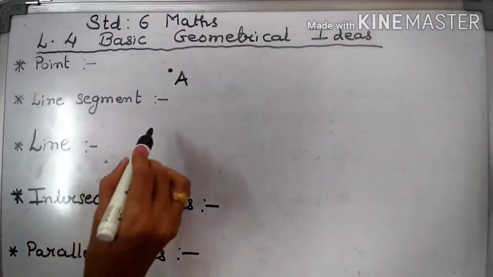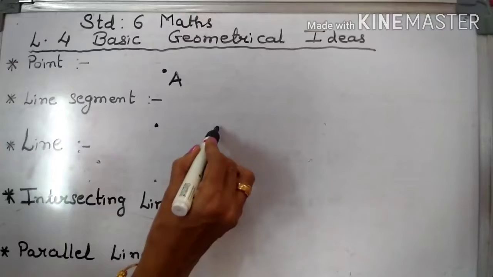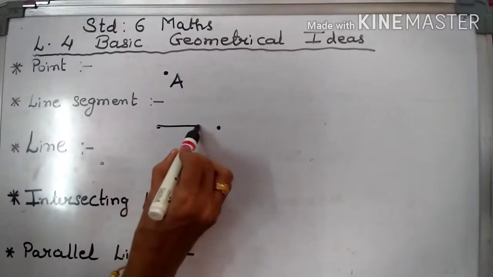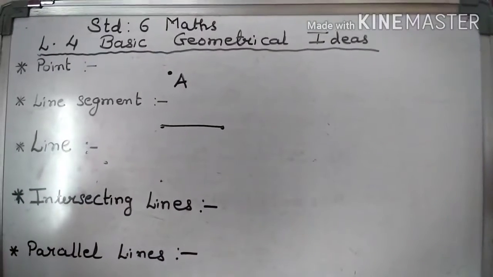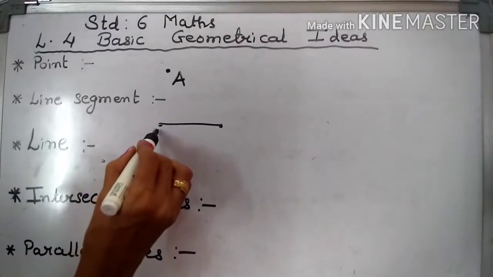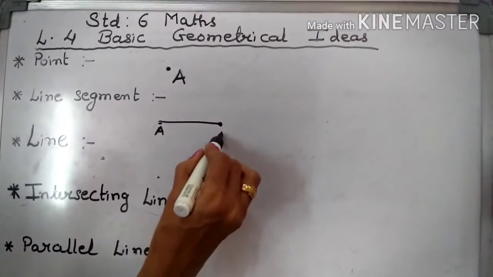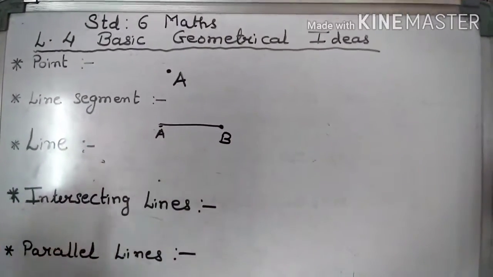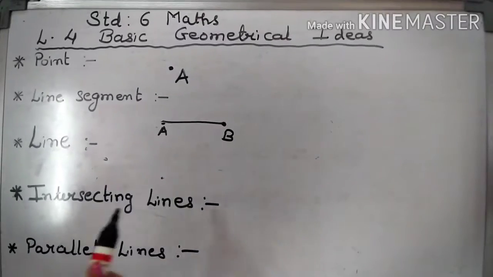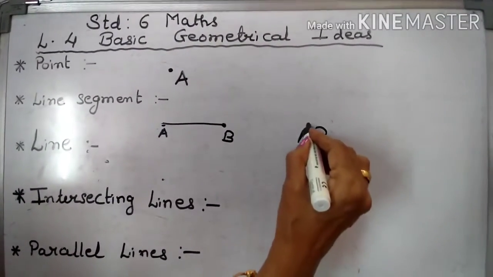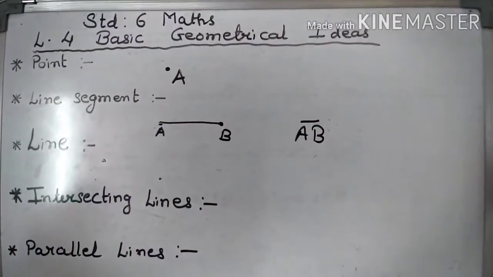Now, if two points join together, they form a line segment. Let's give a name to one end point, A, and this is our second end point, B. It gives a line segment AB, and it is denoted as line segment AB.